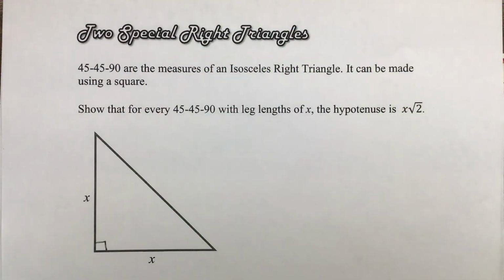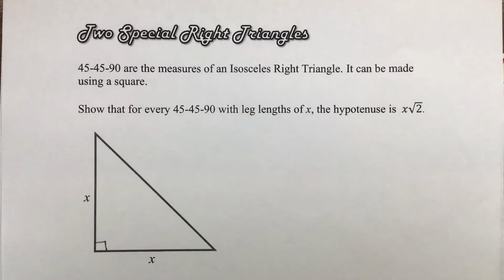In this video, we're going to be looking at the two special right triangles. One of the reasons is that the Pythagorean theorem has some limitations. The limitation would be that you have to know two of the side lengths so that you can figure out the third one. That's literally the only way that you can approach it.